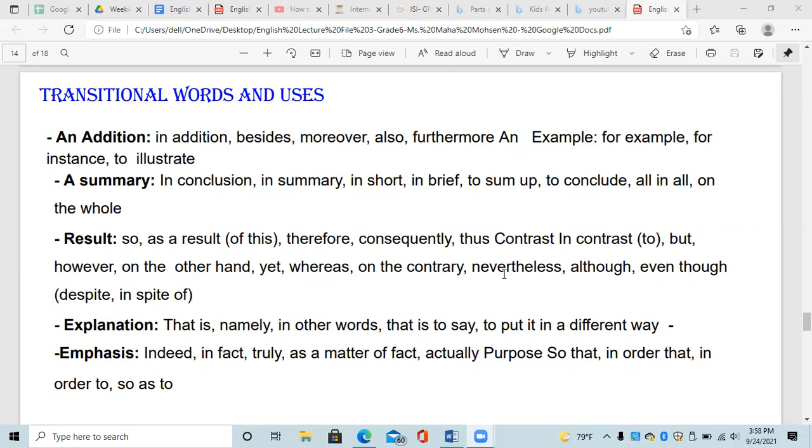on the contrary, nevertheless. Explanation: if you're explaining the idea, you can write that is, and you explain it. You can write in other words, or to put it in a different way. If you're emphasizing the idea, if it's an important idea and you need to emphasize it: indeed, in fact, truly. So you write truly, for example, and you write the idea that you want to write. And that idea would be related to an idea that you wrote previously.